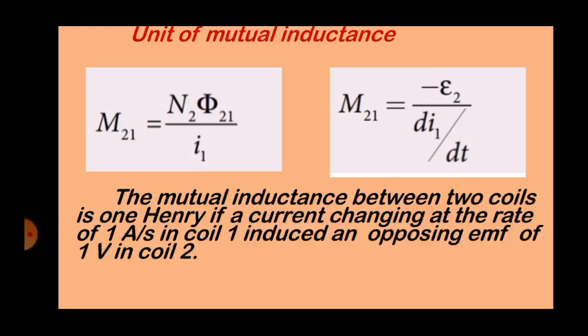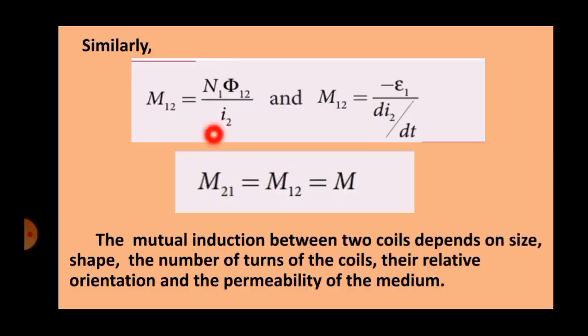Therefore M12 is equal to N1 Phi12 divided by I2. Now calculate: N1 Phi12 is equal to the EMF. So M12 is equal to minus E1, that is the induced EMF, divided by di2 by dt. E1 is nothing but the induced EMF in coil C1.